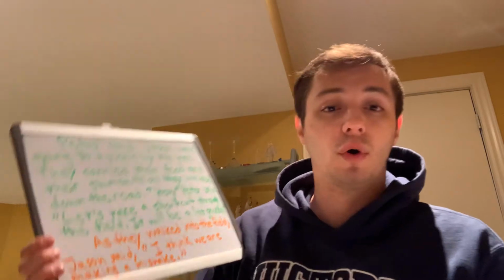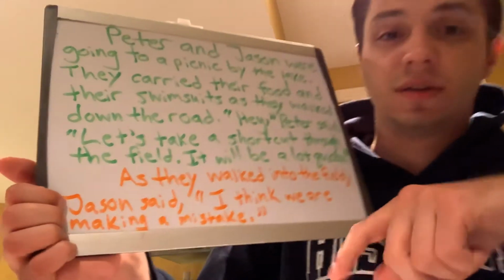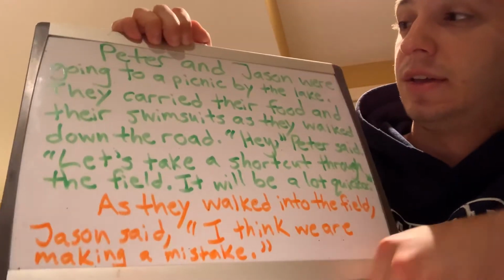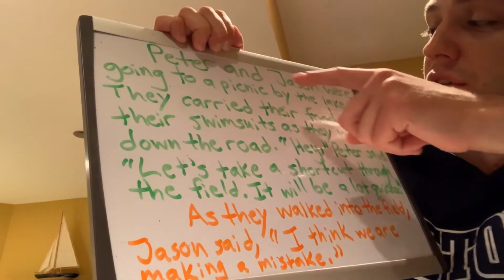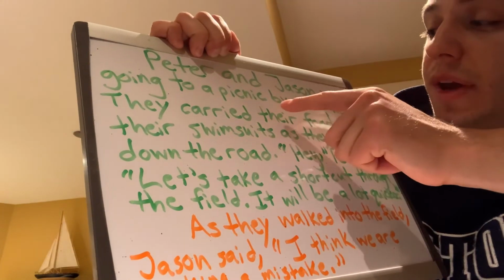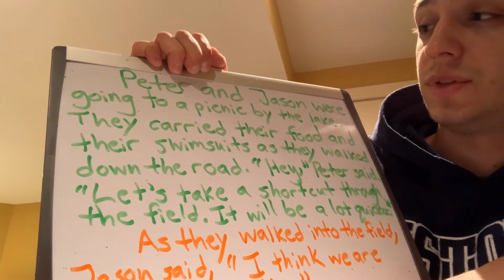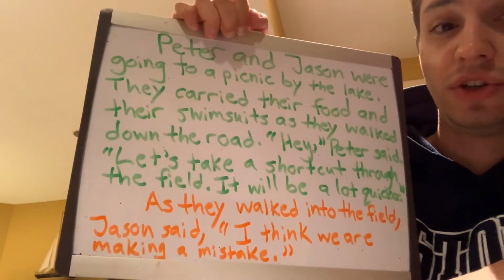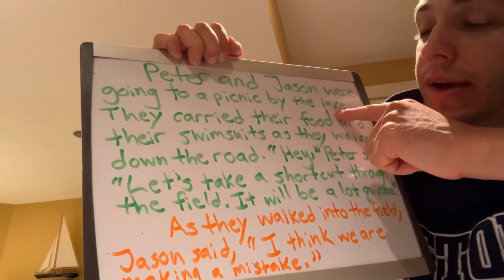Right, so let's write the first part of your story together. I've written it out here and we'll go through it. Once again, I hope you can see this okay, guys. The first sentence of your story should say, Peter and Jason were going to a picnic by the lake.